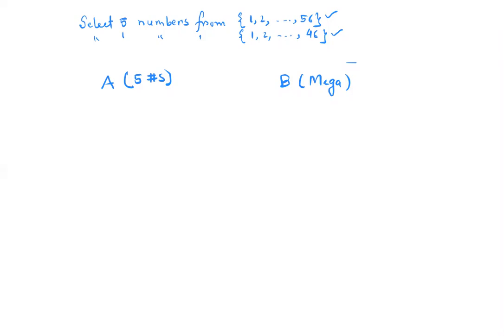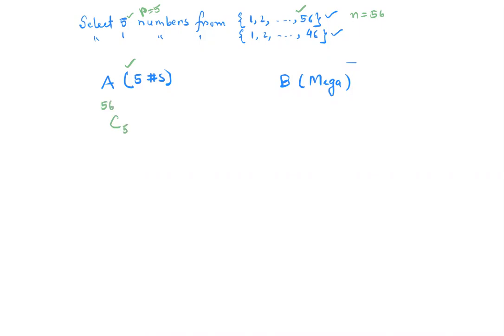So the problem boils down to this. You have a list of 56 items. So that means your N is 56. And from 56 items, you're selecting 5 items. That means your R is 5. So the number of ways event A can happen is 56C5 different ways. Okay?